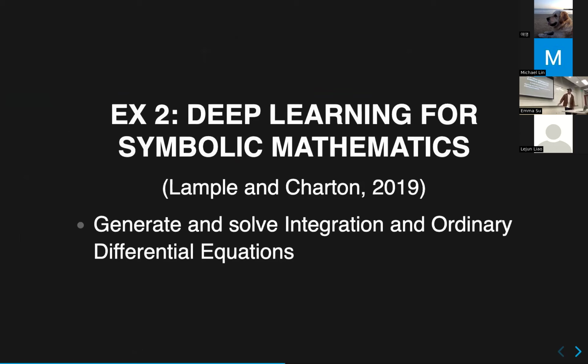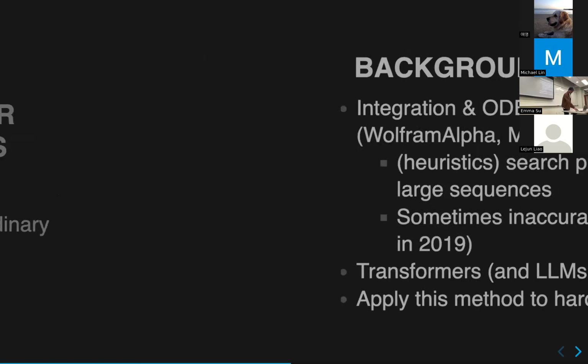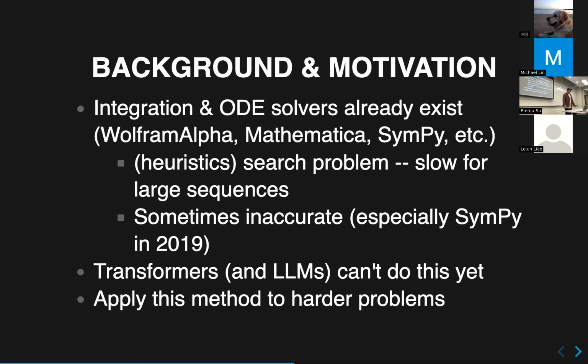Okay, so let's look at deep learning for symbolic maths. This is basically using transformers to generate and solve integration and ordinary differential equations. So the motivation is that we already have systems that can solve integration and ordinary differential equations, like Wolfram Alpha, Mathematica, all that.